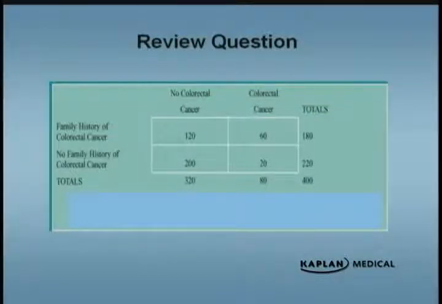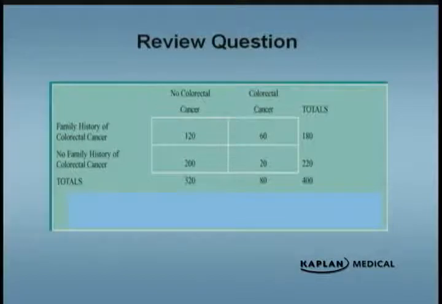All right, in this 2x2 table, quick, which is the A cell? Well, that's going to be 60. Because even though I rotated the table on you, it's still easy to find the A cell. It's disease with risk factor, colorectal cancer with family history. Therefore, what is the D cell? Well, that's easy. The D cell is going to be 200.